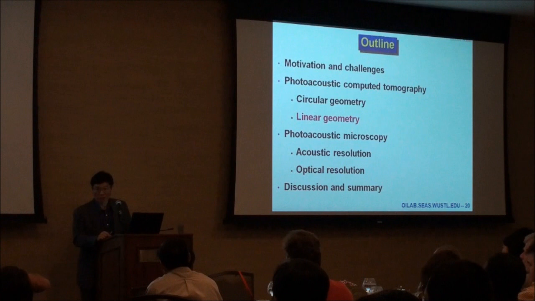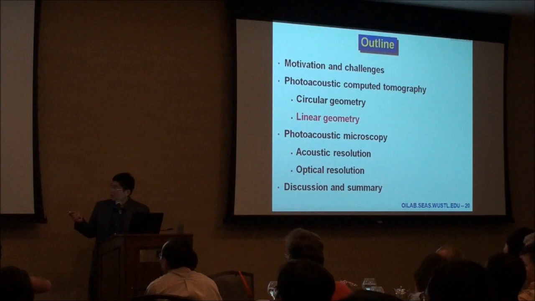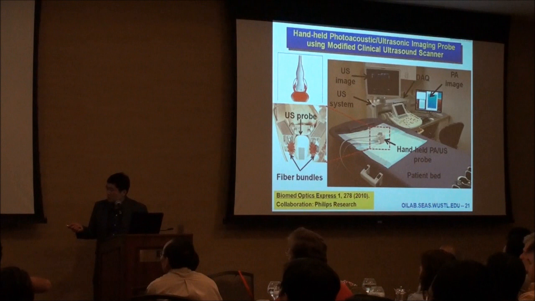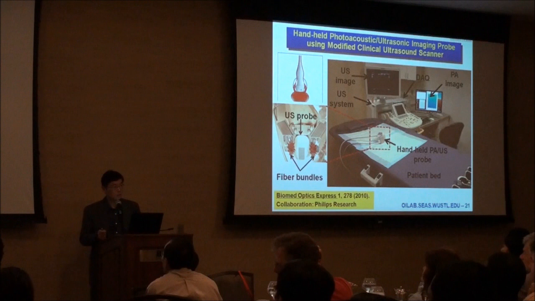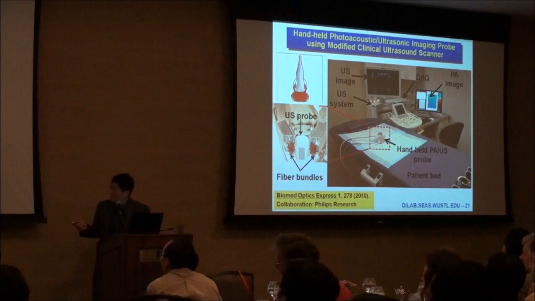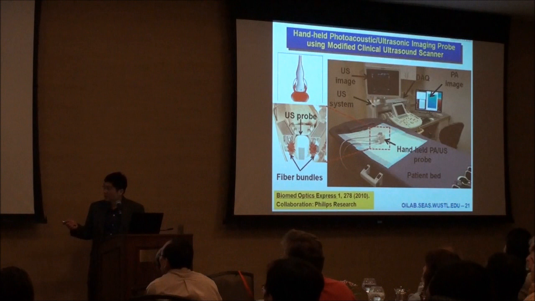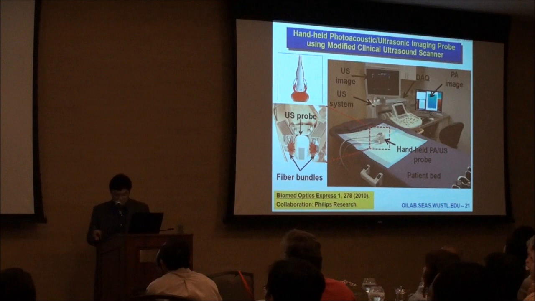Photoacoustic CT also comes in linear geometry. And we're working with Philips Research and adapted this commercial ultrasound machine for concurrent photoacoustic tomography. And you can see this linear ultrasound probe flanked with optical fiber bundles for light delivery. With a single laser shot, we acquire data from all 128 channels. So that's extremely fast. With 128 channels of data, you get a 2D B-scan image with a single laser shot.